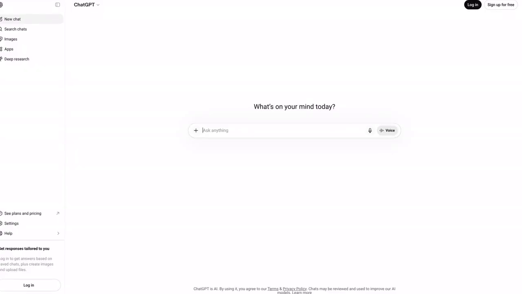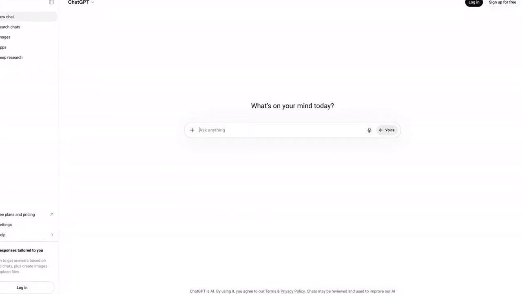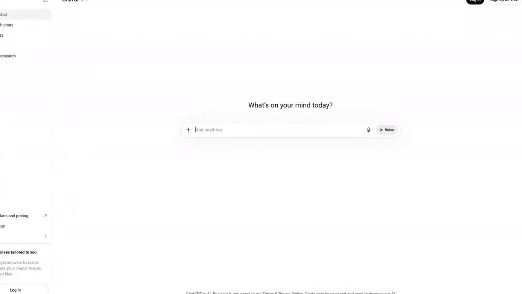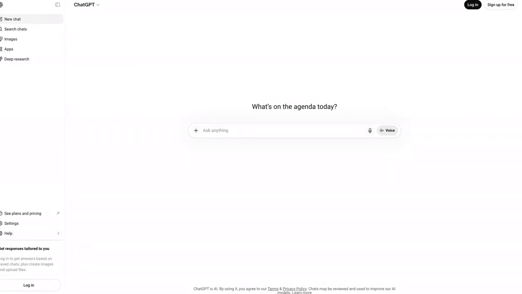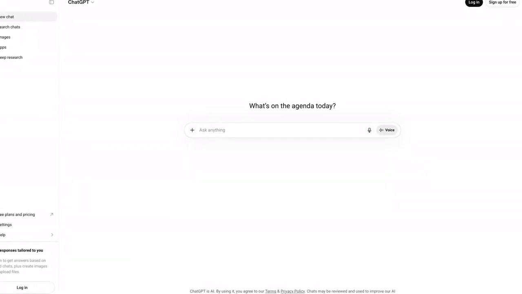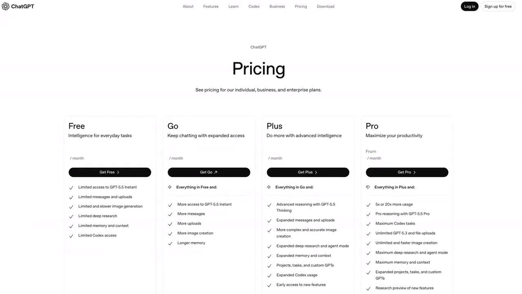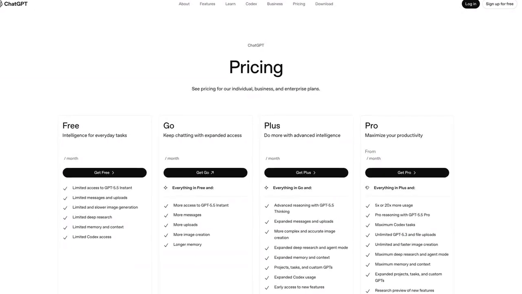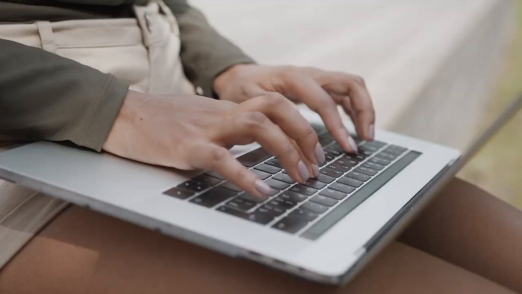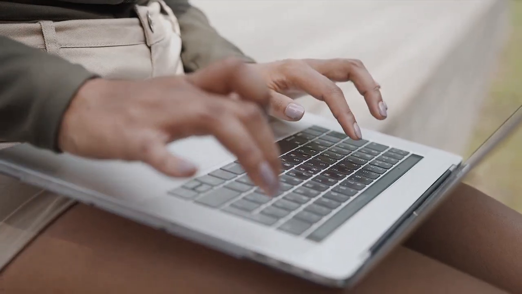The first step in using ChatGPT for business planning is to understand the benefits of AI-powered planning. ChatGPT can help you generate ideas, conduct market research, and create a comprehensive business plan outline. It can also help you identify potential pitfalls and opportunities and provide suggestions for improvement.